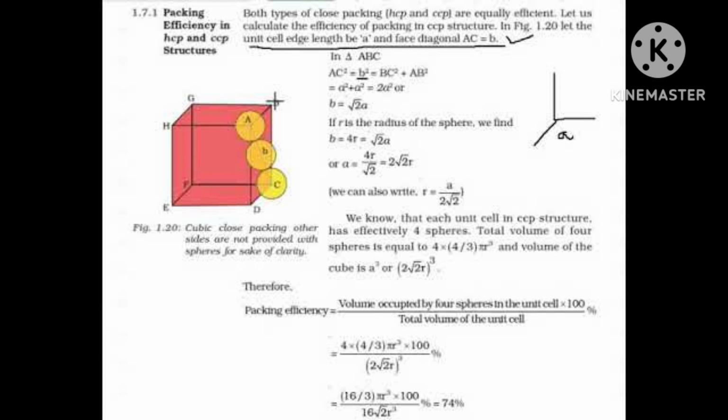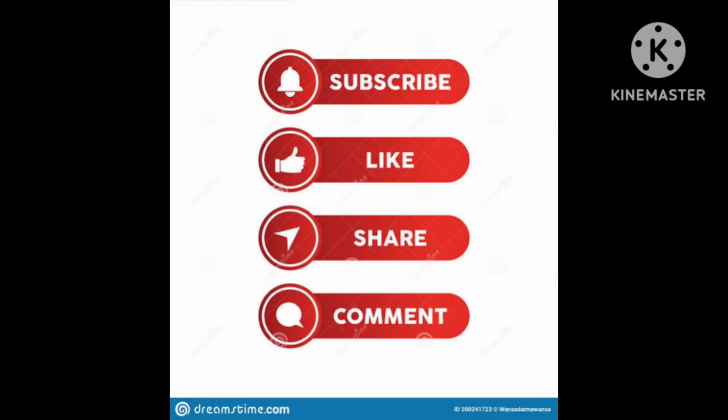Three calculations are there: one for radius calculation, another for side calculation, and after that you put the values in the packing efficiency formula and you will get the result. Generally in Advanced level this question is asked, but they can ask in other exams also, in other ways.